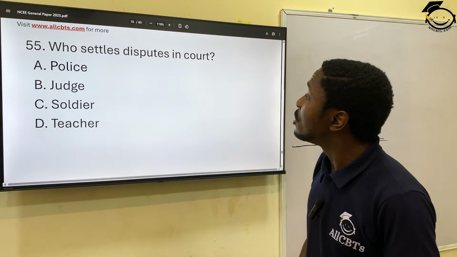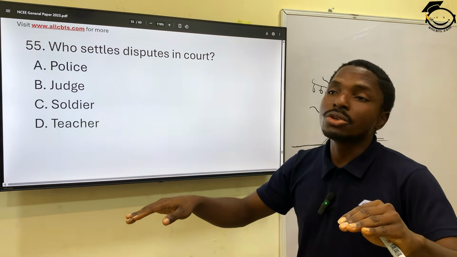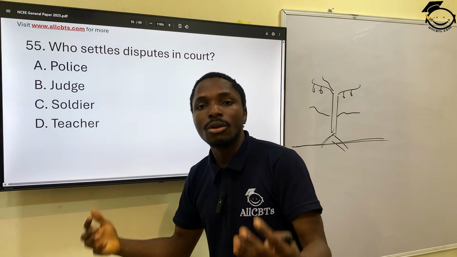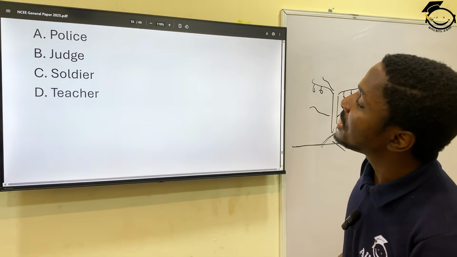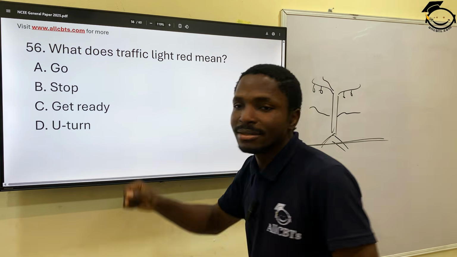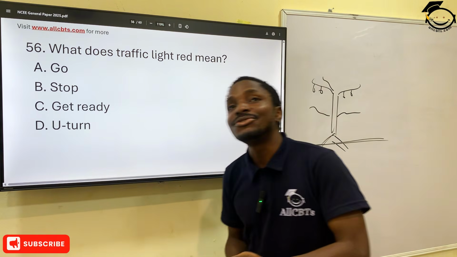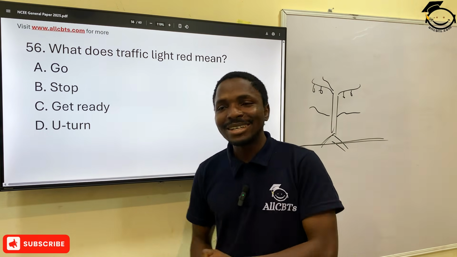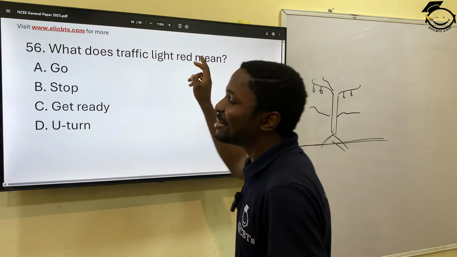Okay, who sits on a court first of all is the judge. The judge sits on the court, a male or female judge, and settles disputes of those who come to complain in the law court. So judge is the correct answer. And then 56. What does traffic light red mean? You must have heard this song a lot in your school. Yellow means ready, green means go, red means stop, right? I sang it too. So what does traffic light red mean?